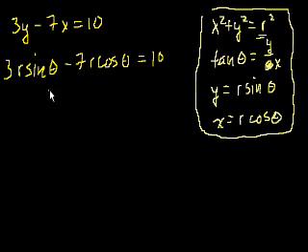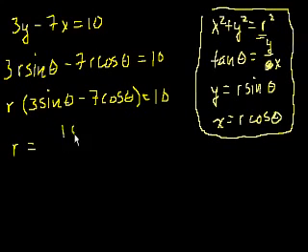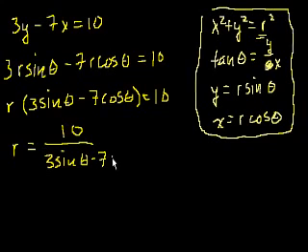Let's see if we can simplify this or write it explicitly in terms of theta. So we could factor out an r. So you get r times 3 sine theta minus 7 cosine theta, right? We just factor out an r is equal to 10. And now divide both sides by this big expression, and you're left with r is equal to 10 divided by 3 sine of theta minus 7 cosine of theta.